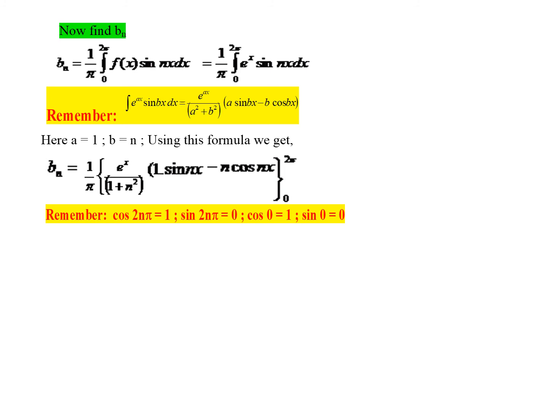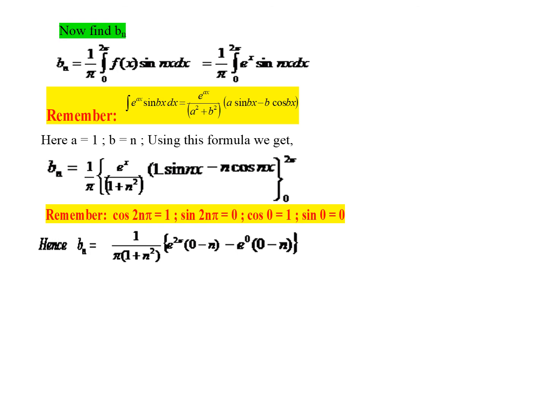Before applying the limit, this is the formula we have to remember. Cos 2nπ is 1, sin 2nπ is 0, cos 0 is 1, sin 0 is 0. Hence, what's going to be the value of bn? 1 by π, 1 plus n squared into the upper limit e power 2π. When we put x as 2π, we get e power 2π into sin 2nπ, which is going to be 0, the first term, minus the second term, cos 2nπ is 1. So we get minus n.